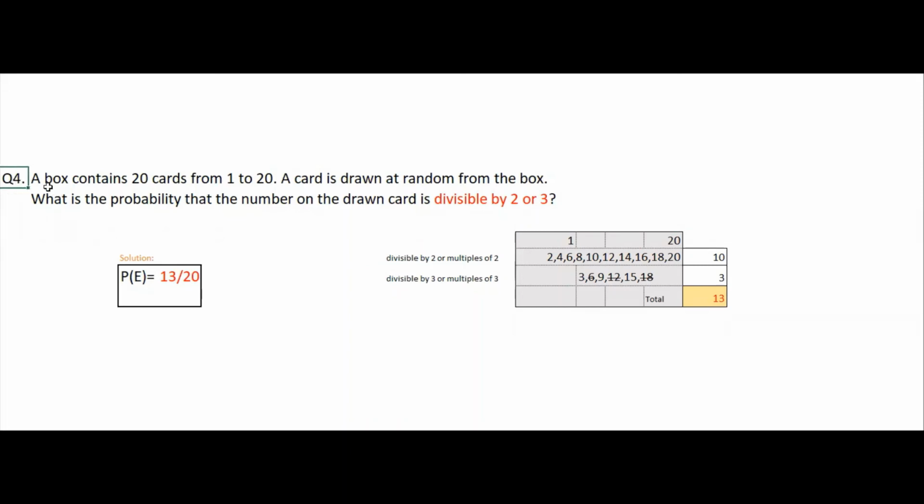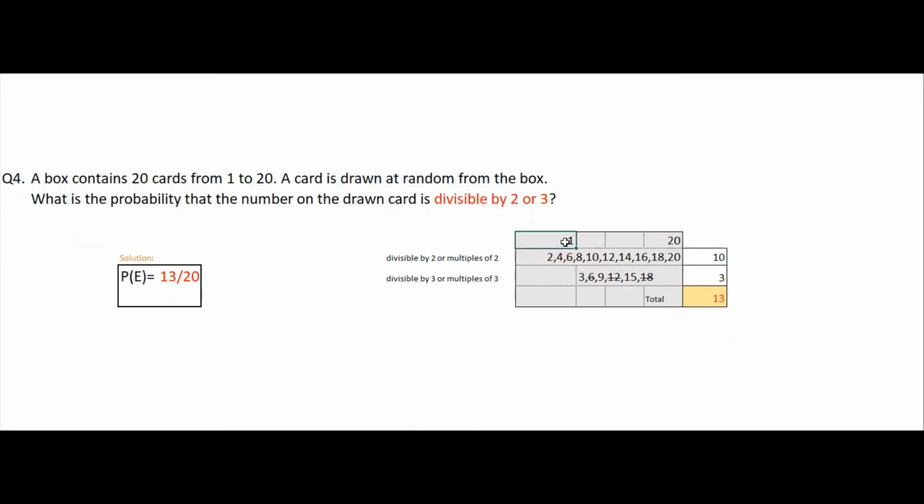This is the fourth problem. A box contains 20 cards numbered from 1 to 20. A card is drawn at random from the box. What is the probability that the number on the drawn card is divisible by 2 or 3? So here there are cards 1 to 20. Out of these, first divisible by 2. So we have to find the cards divisible by 2, or multiples of 2.